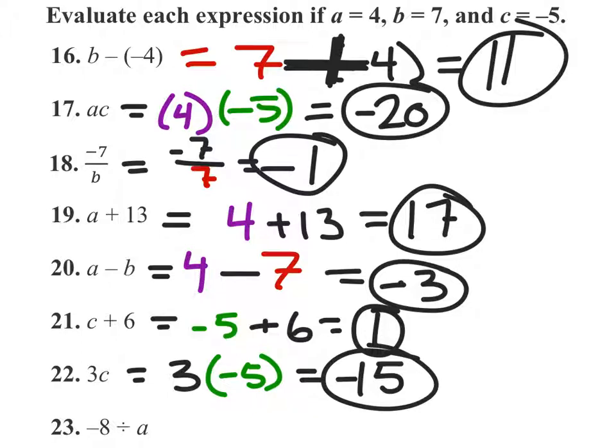Finally, number 23, negative 8. And we'll divide by A, which was 4. Negative 8 divided by 4. It's going to give us a negative 2.